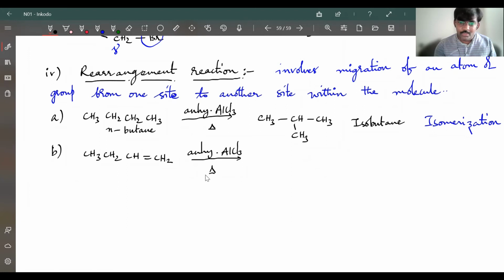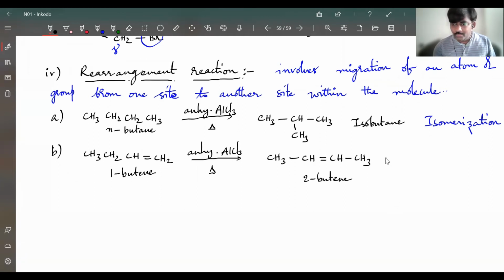Even aluminum sulfate you can use. In that case, the double bond position will change. That means I'll be getting 2-butene now. So this is 2-butene. Initially I took 1-butene, now it has changed to 2-butene.